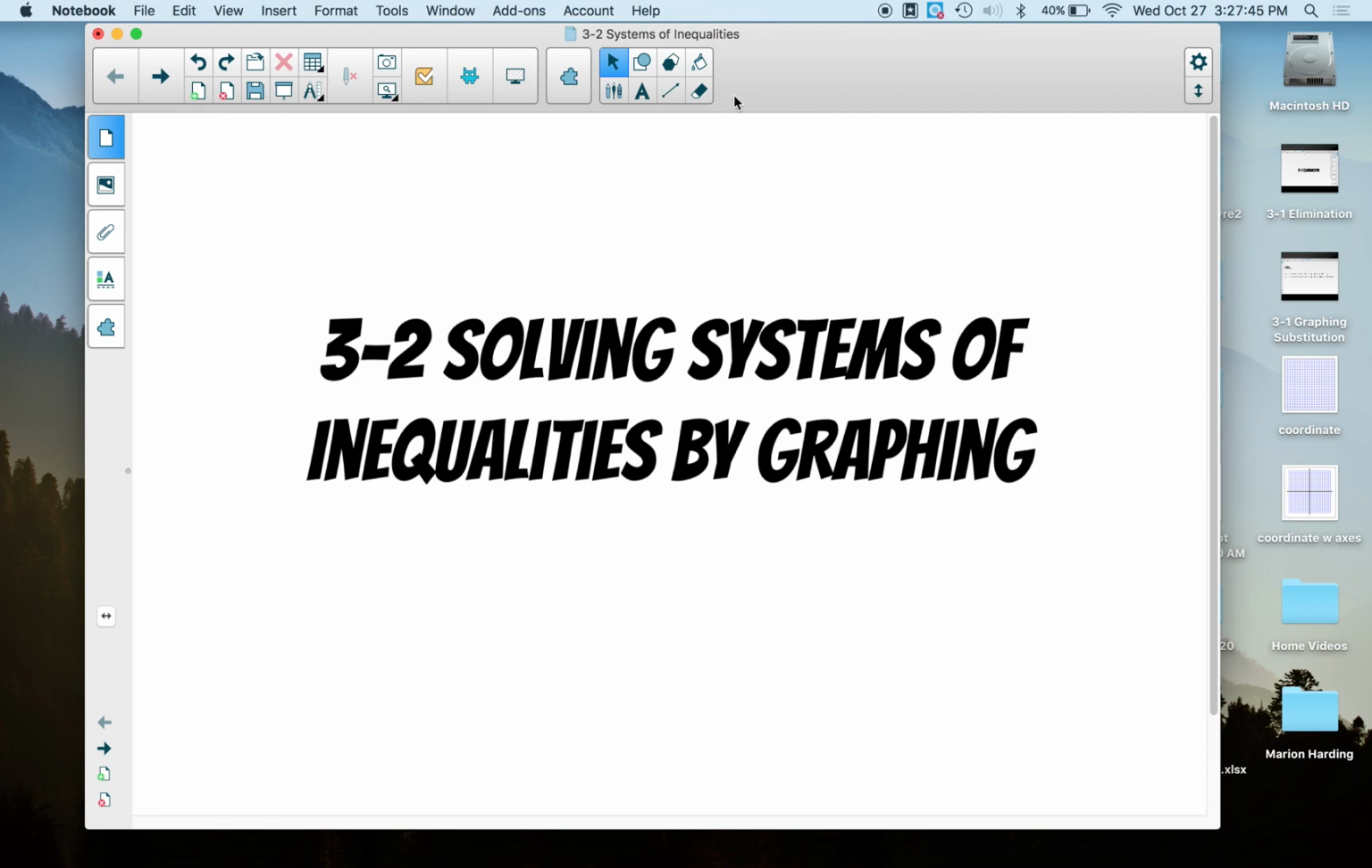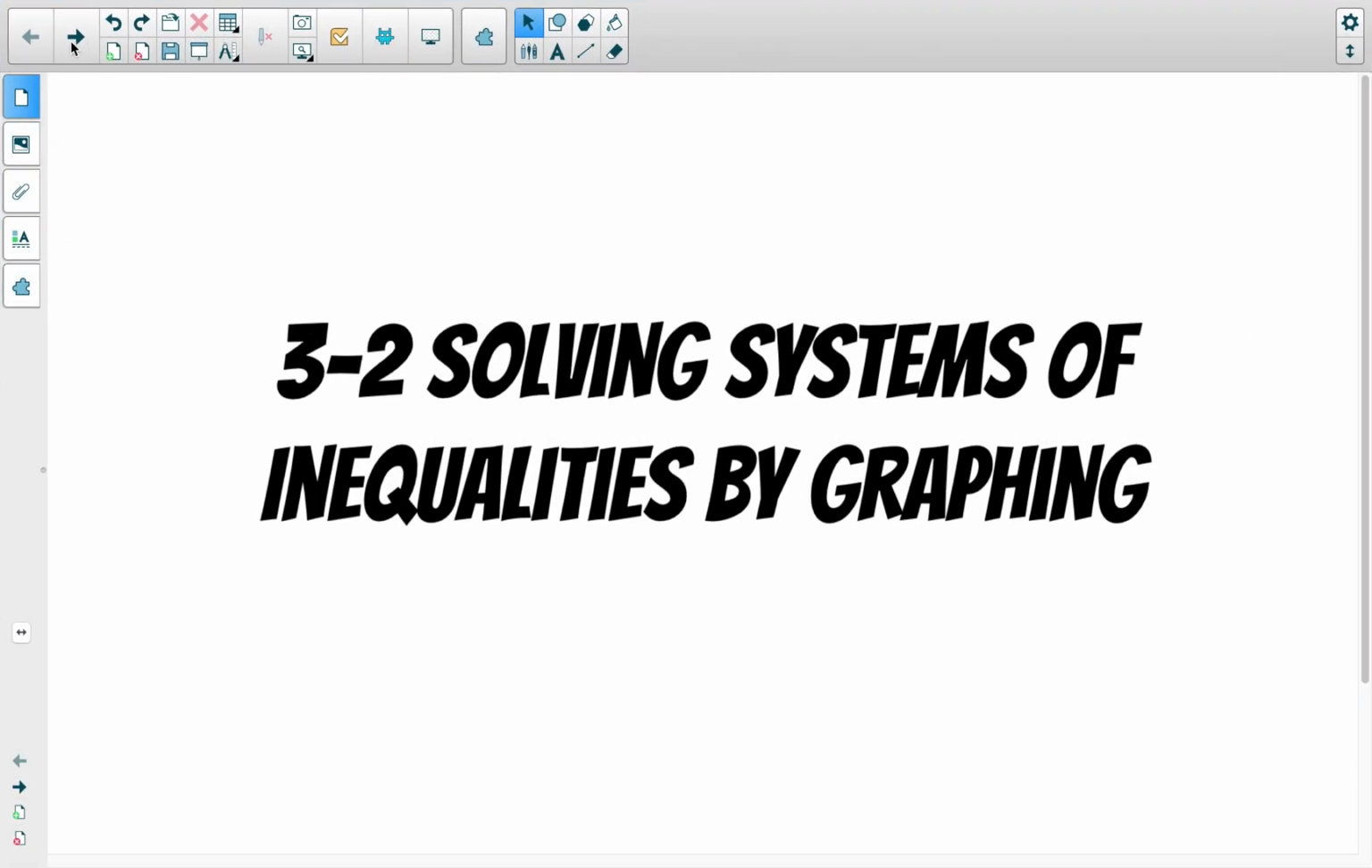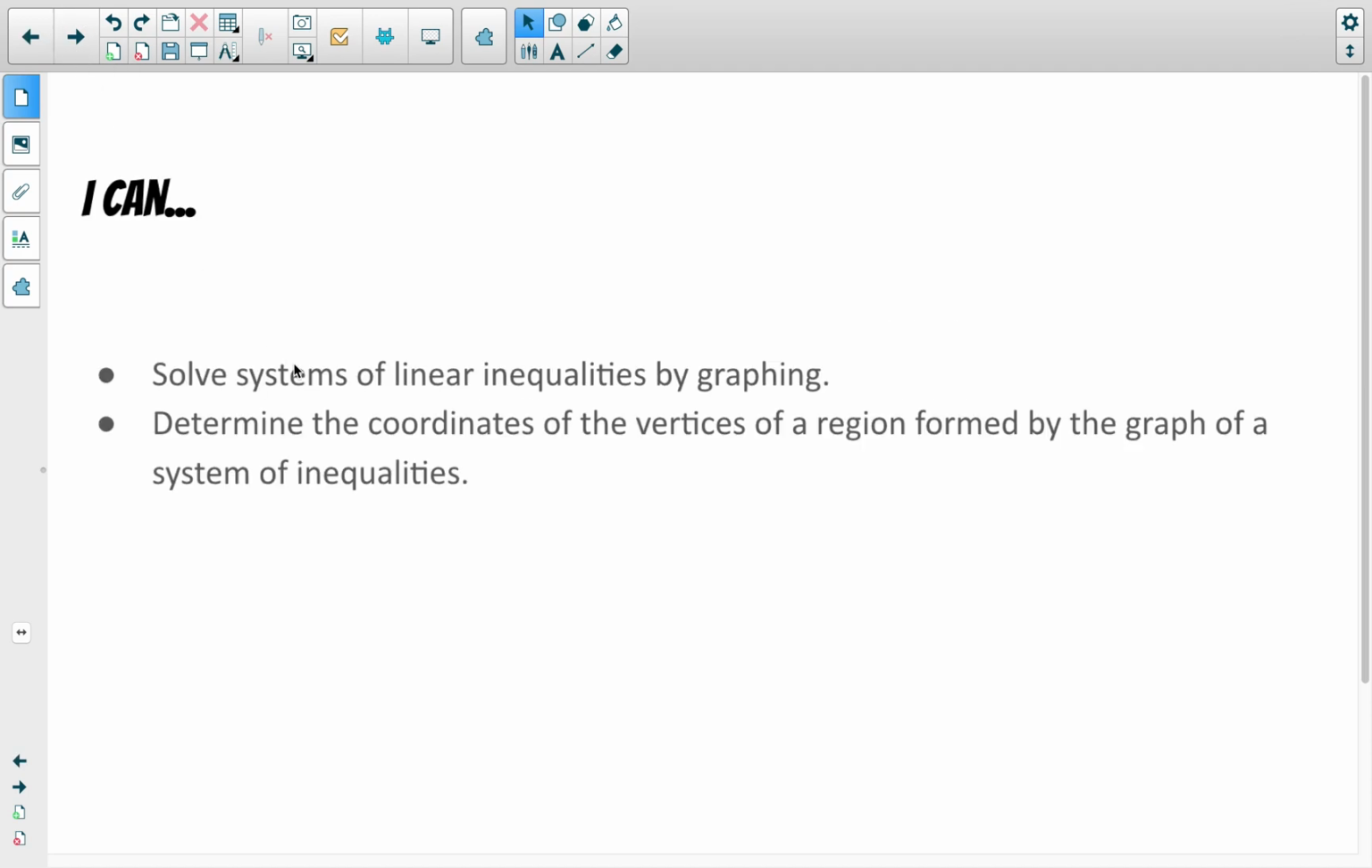3.2, solving systems of inequalities by graphing. Follow along in your notes packets on page 4. By the end of this, we will be able to solve systems of linear equations by graphing and determine the coordinates of the vertices of a region formed by the graph of a system of inequalities.